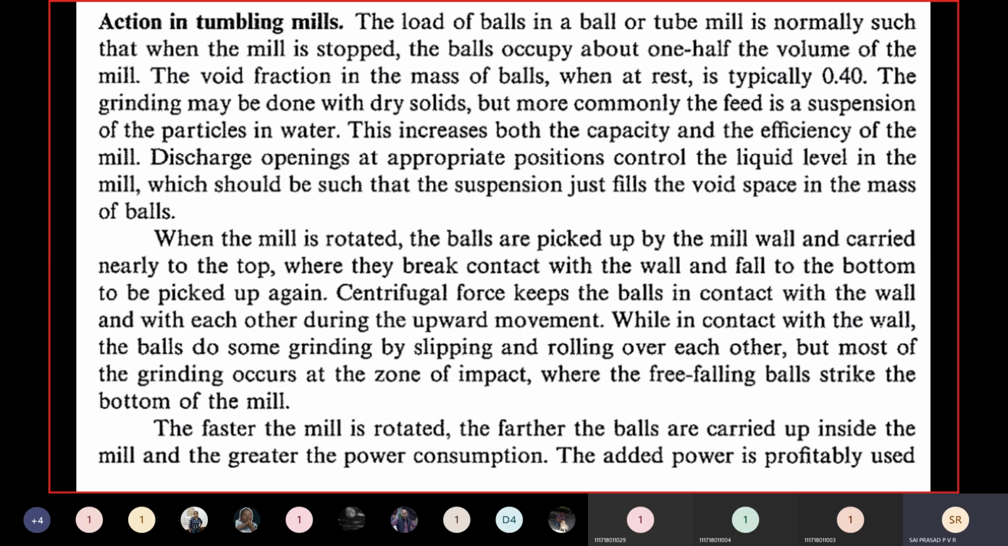Discharge openings at appropriate positions control the liquid level in the mill, which would be such that the suspension just fills the void space in the mass of the balls. So as I said just now, that is the use of water in a ball mill: only to see that the void fractions are filled, and for this the liquid level must be controlled.